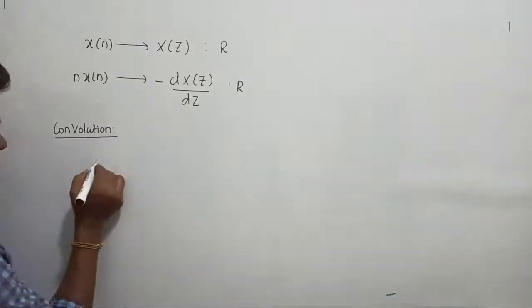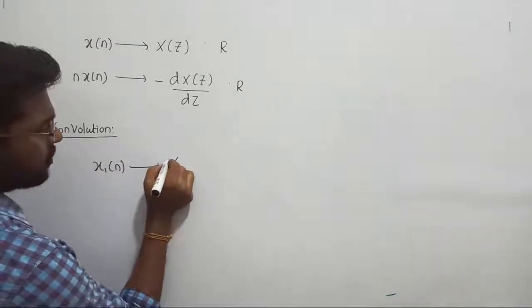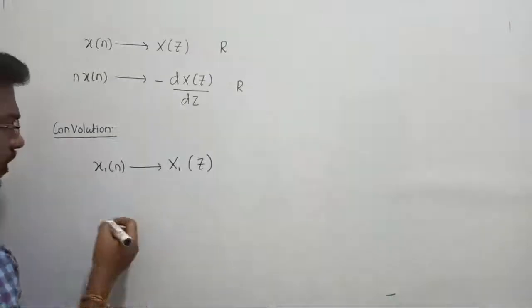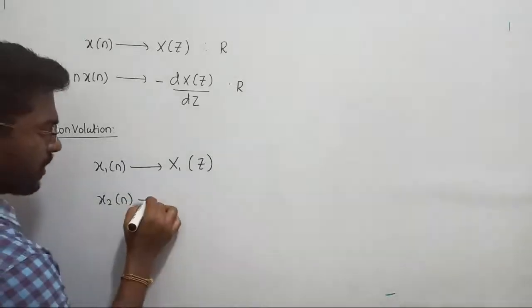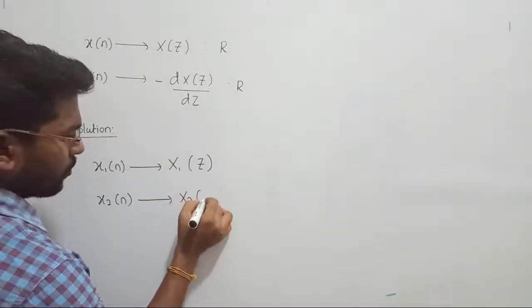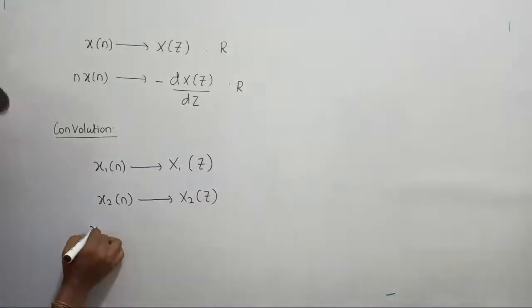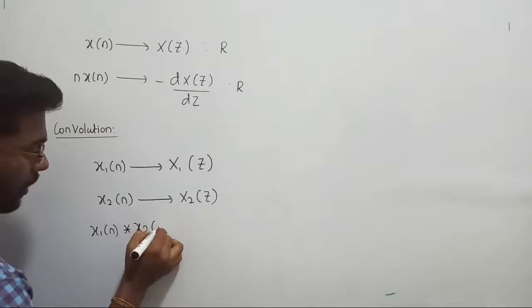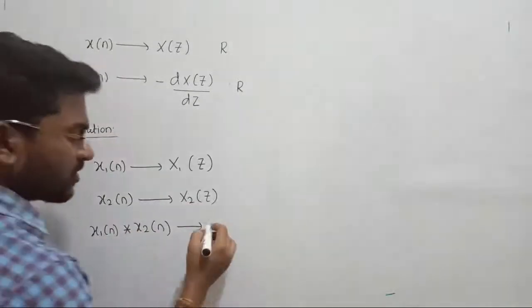So let us discuss convolution. If I have a signal x1 of n, its corresponding transformation is going to be x1 of z. Similarly, if I have one more signal x2 of n, its corresponding z transformation is going to be x2 of z. Suppose these two signals are in convolution in the time domain, then what will happen in the z domain?